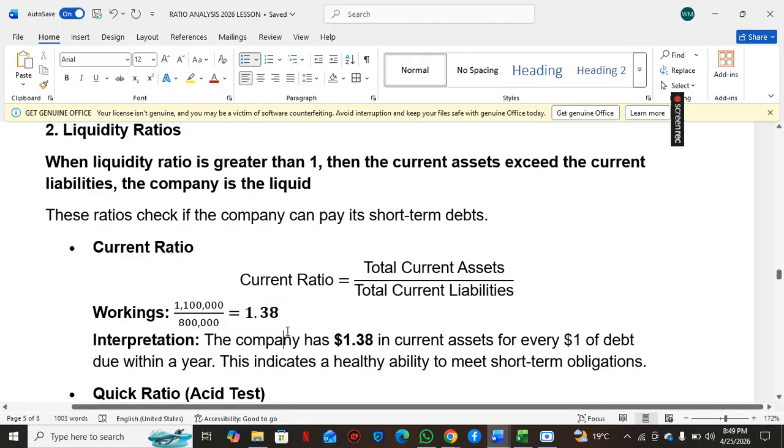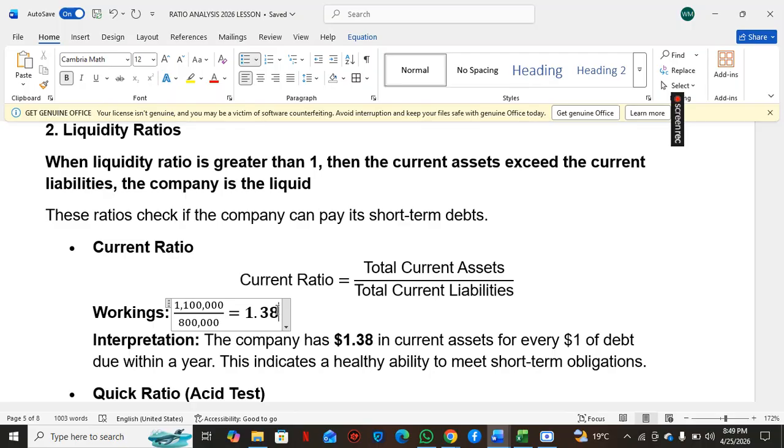So you can interpret this two ways. You can say the current assets can cover the current liabilities 1.38 times, meaning in one round, your current assets can pay off all the current liabilities and there's going to be some change. But just saying it, you can cover your current liabilities only once with your current assets.